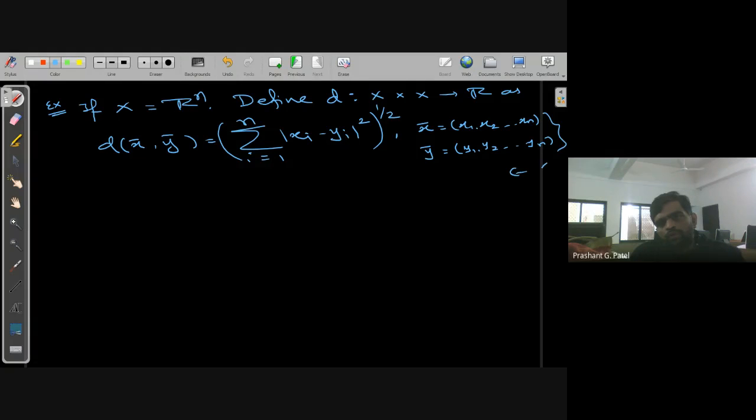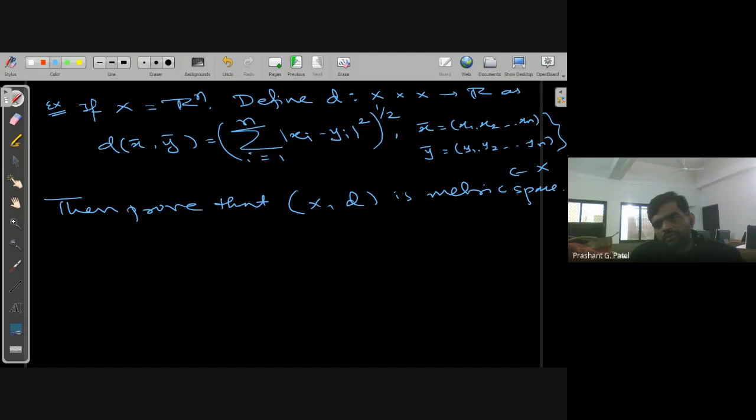Both of these belong to X. Then prove that (X, d) is a metric space. This I am giving you as homework also. Okay, so you can try these examples. In fact, one can generalize this example also.